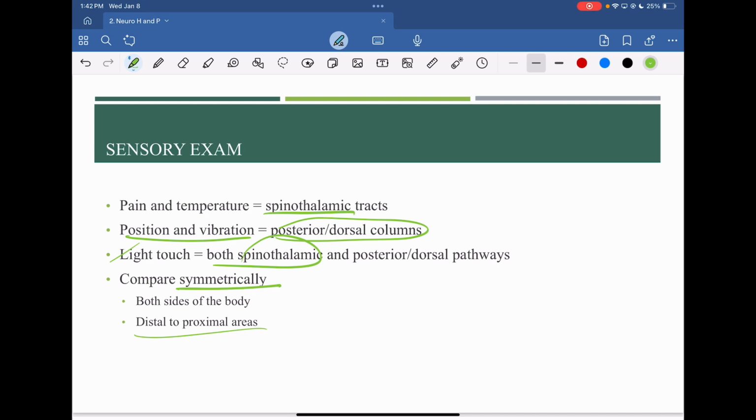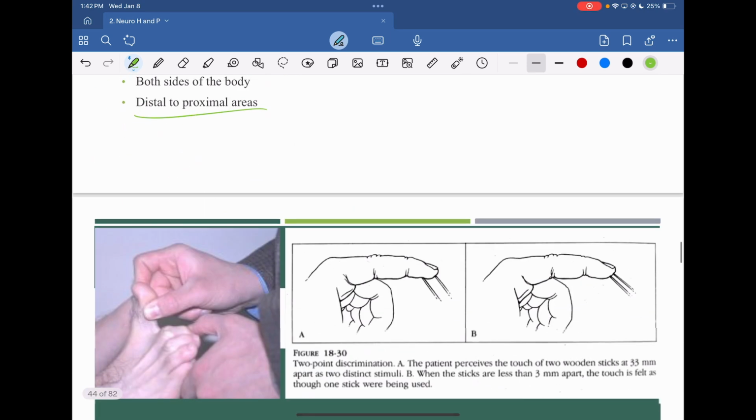Now, when you compare symmetrically, what side should you do first, the normal or the damaged side? Normal. Always do the normal side first. You want to have that as your baseline. That's where they are normally. And then you see how the damaged side is and compare it to the normal side and see how much of a decrease there is.